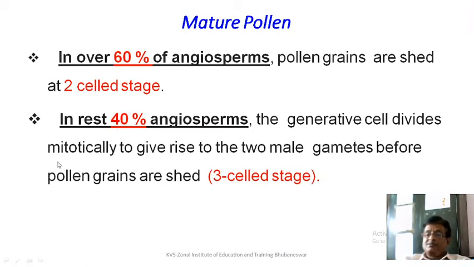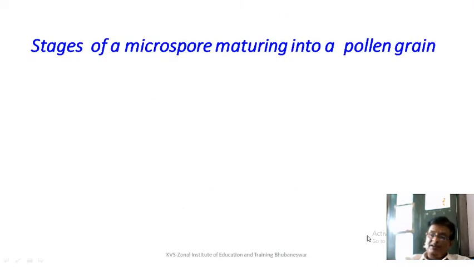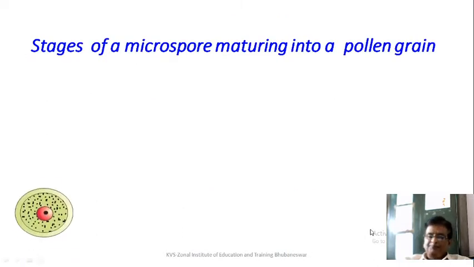But in the rest of the 40%, what happens? The generative cell again divides mitotically to give rise to two male gametes, that is the first male and the second male nucleus. So the vegetative cell transforms into the tube nucleus, followed by the generative, which divides into the first and the second male nucleus. It becomes a 3-cell stage. So in 40% of the angiosperms, they are released at the 3-cell stage.